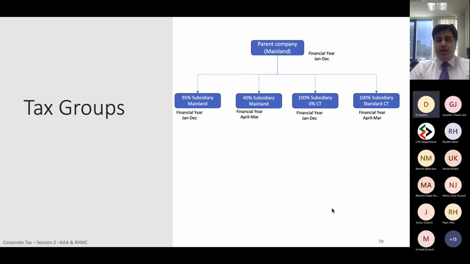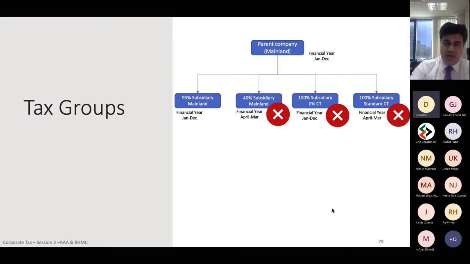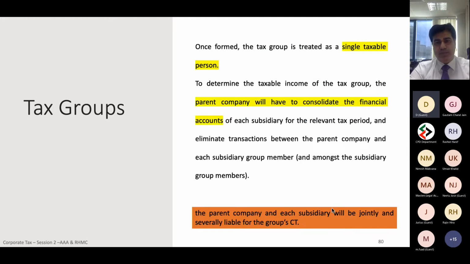Now, if you look at the financial year, if you have a January-December financial year in various companies and you have April-March in other companies, you may not be able to match up those companies. You have to look at both criteria: 95% and a common financial year. If both criteria don't match, you will not be able to bring those companies together as part of a tax group. So it's a small but important point to look at and reassess whether we are in the right space or whether some kind of amendment is required.